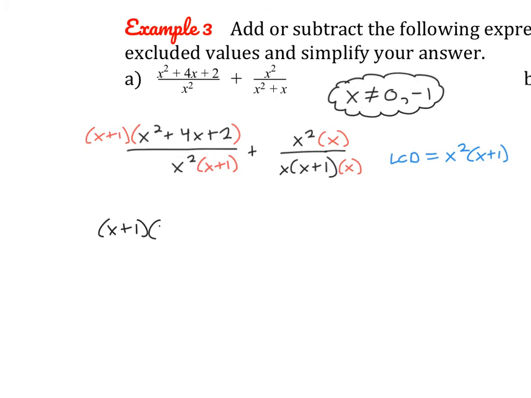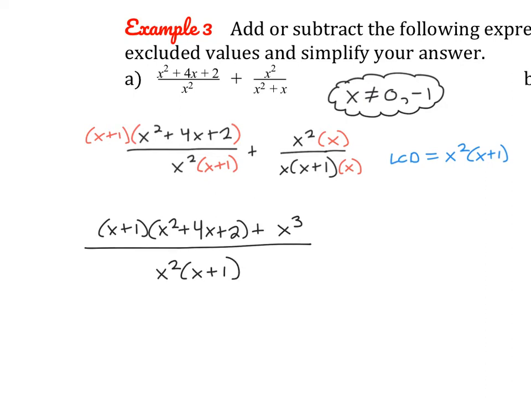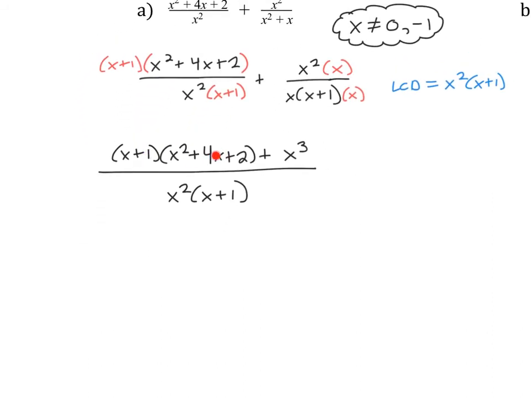So we have x plus 1 times x squared plus 4x plus 2, plus x squared times x is x cubed, and all of that is over x squared times x plus 1. So from here, it's just a matter of multiplying out these two expressions next so we can combine like terms. So this gives us x cubed, and then we have plus 4x squared plus 2x plus x squared plus 4x plus 2, and then we have the plus x cubed here.